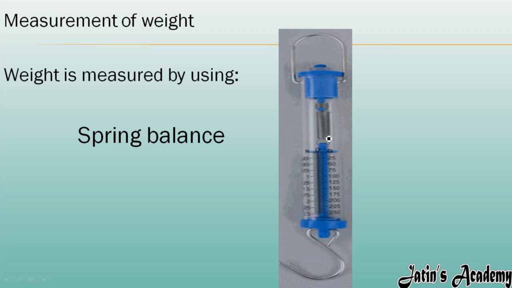Next, we have measurement of weight. Weight we measure using a spring balance. The difference, as I told you, is that mass we measure by the beam balance. This is a beam balance, and weight we measure by the spring balance. This is a spring balance in which one spring is tied. When we tie a weight here, the spring will elongate, and when the spring elongates, it gives you the reading of the measurement of weight. So this is all about your chapter number 2, that is motion.